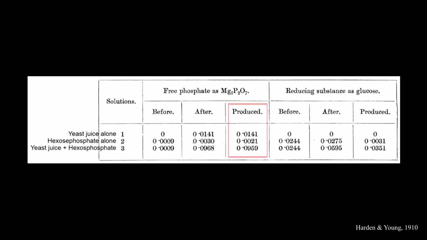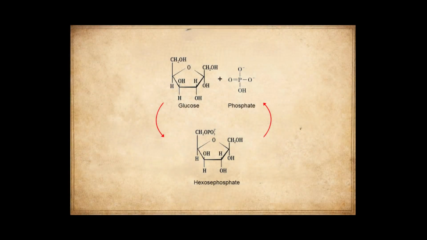And if we look at how much free phosphate or glucose are produced in solution 3 compared to the other two solutions, we can see that they were produced significantly more when hexose phosphate was added to yeast juice, and this indicated to them that they were split from the hexose phosphate by an enzyme and suggested the name hexose phosphatase for the enzyme responsible for the cleavage of hexose phosphate into inorganic phosphate and glucose.